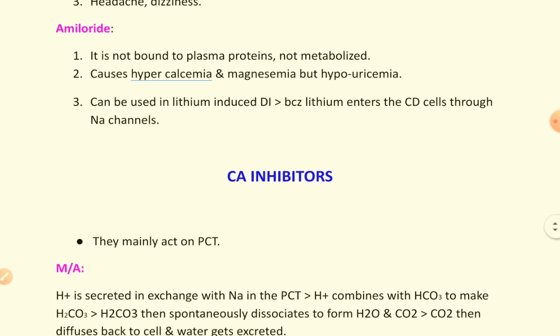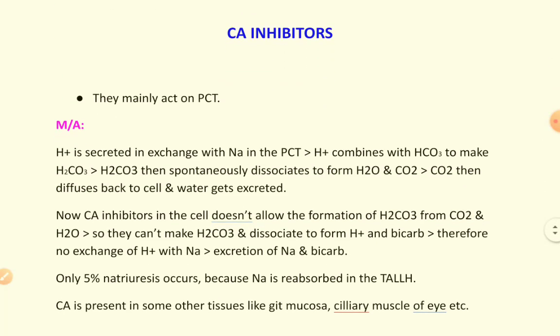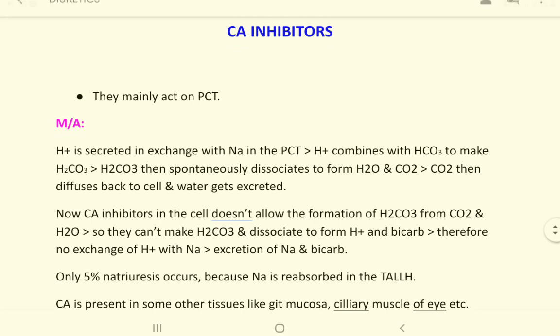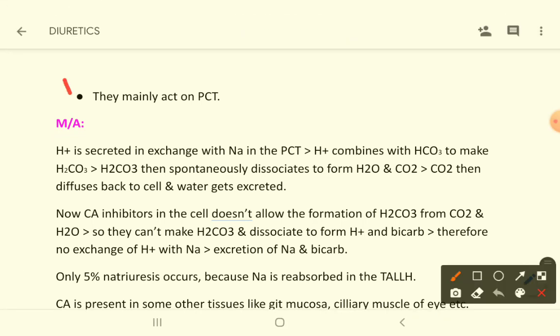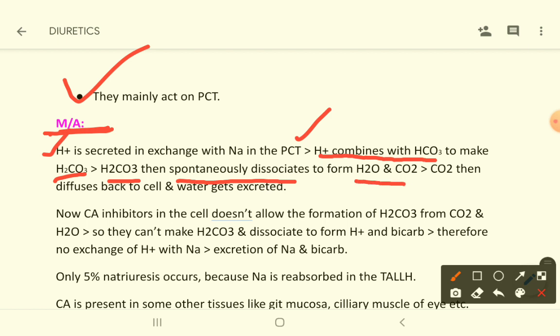There is carbonic anhydrase inhibitors. They mainly act on the proximal convoluted tubule. The mechanism of action is proton is secreted in exchange with sodium in the proximal convoluted tubule. Okay, so proton combines with bicarbonate to make carbonic acid. This carbonic acid then spontaneously dissociates to form water and carbon dioxide. Carbon dioxide then diffuses back to cell and water gets excreted.